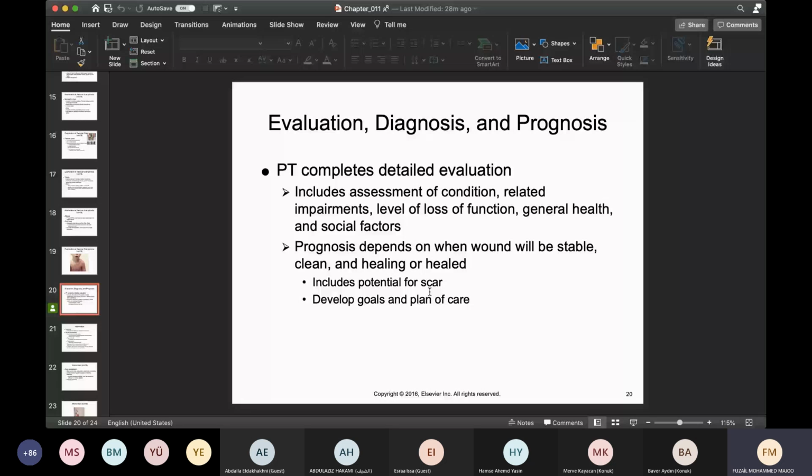It's not very pliable. So the physical therapists are going to complete a detailed evaluation, and this detailed evaluation includes assessment of the condition, any related impairments, what level of functional loss there is, overall general health, as well as social factors that also need to be determined by the physical therapist. The prognosis is going to be dependent upon when the wound is stable, if it stays clean, how it's healing, or if it's healed already. And also, again, you want to look at the potential scar in this. So your goals and plan of care should be based accordingly.